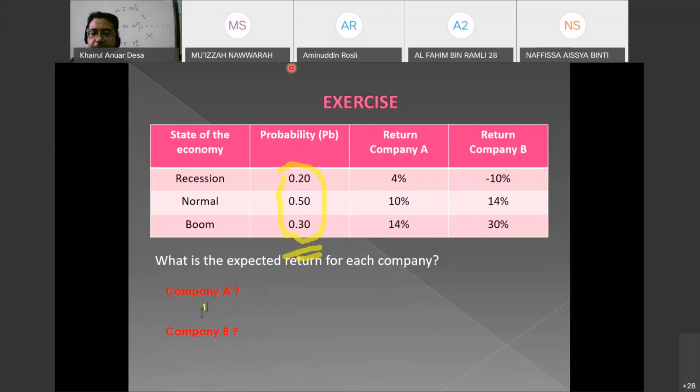Okay, here is 10%, and here is 14%. Thank you very much. Okay, save your answer here. And 14%.